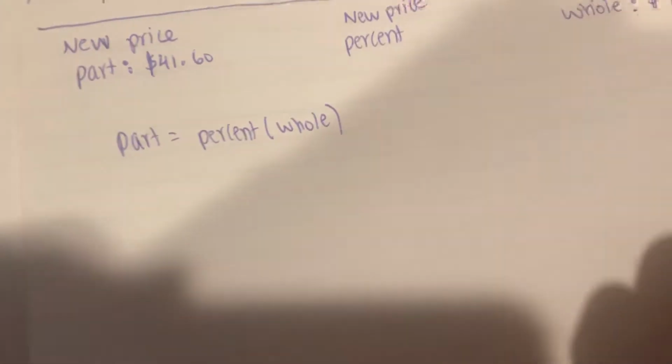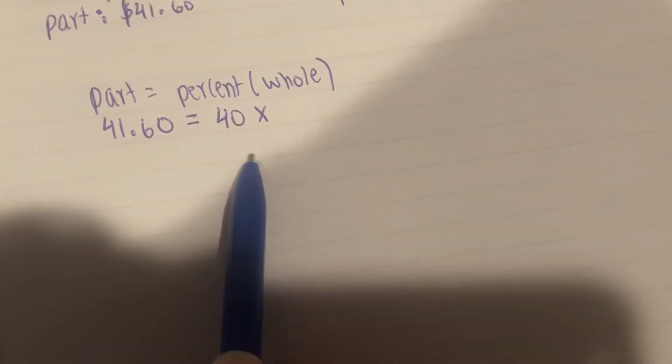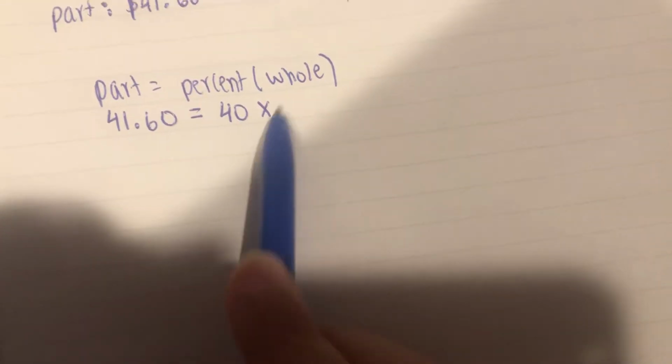And so with our equation, we're going to rewrite it. And we already know that we're going to substitute, again, very similar from yesterday. So we're going to have $41.60 equals, and I'm just going to put 40 as my whole, and then X, because I don't know the percentage, and we just switch around the order. So now we're going to divide.